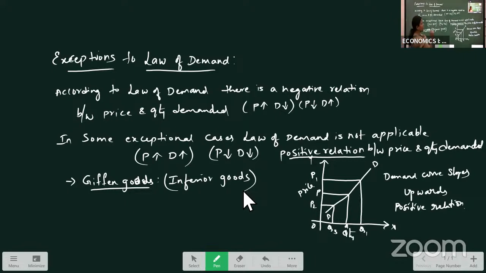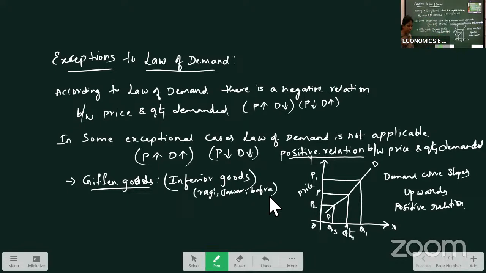So as bread is a staple food, they reduced the consumption of meat, and that money they used to consume bread. Though the price of bread increased, demand for bread did not decrease. So those goods are inferior goods. In such a case, our law of demand is not applicable. Examples you can take over here: for inferior goods, we can take ragi, jowar, bajra, broken rice. These are all considered inferior goods.